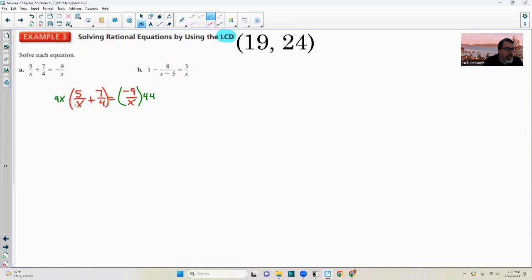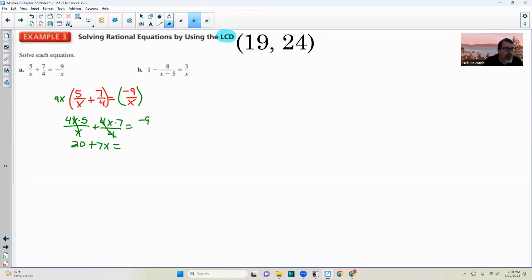So if I multiply this by 4x, the x's cancel, and I get 5 times 4 is 20. Okay? Let me write that so you see what I'm doing first. So it would be 4x times 5 divided by x. And then the x's cancel, and I get 20. Okay? And then in distributing this, I get plus 4x times 7 divided by 4. And since it's all multiplication, we can cancel the 4s. And I'm going to get plus 7x equals, and then I'm going to put negative 9.